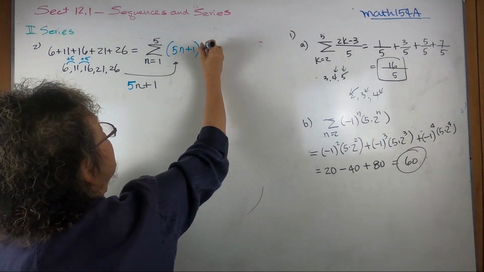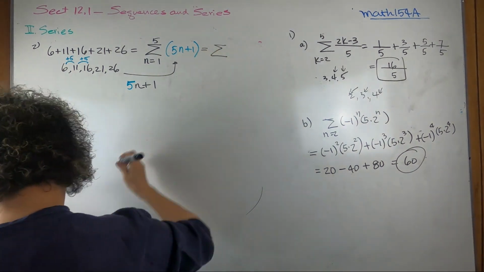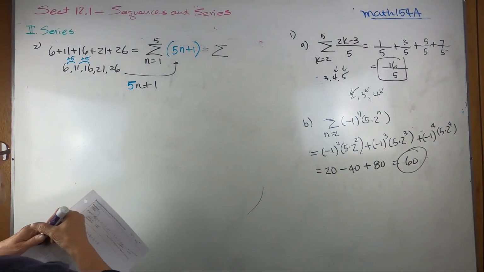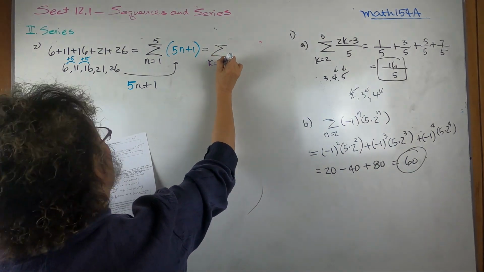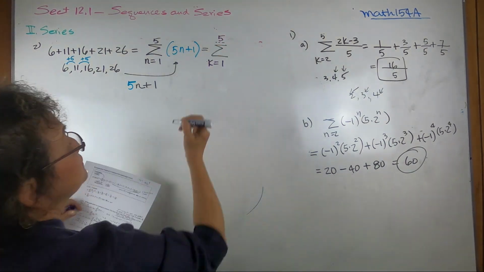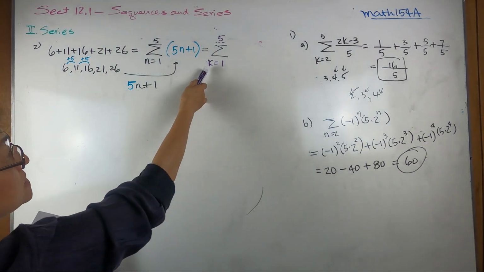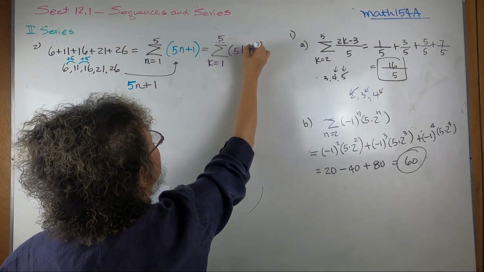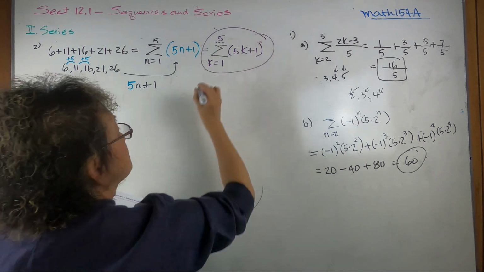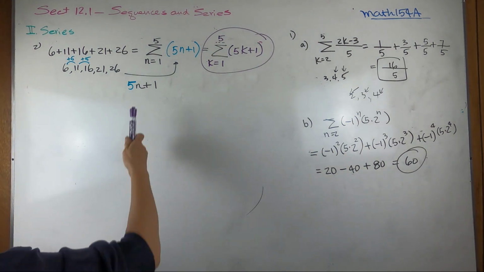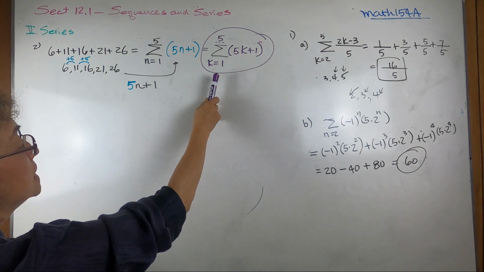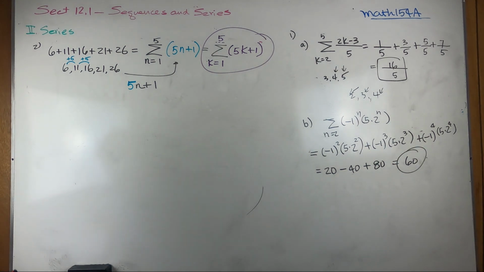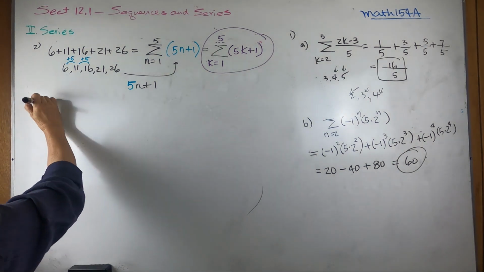However, on your paper, we wrote this one. E equals, this way, k is 1 to which number? So you put a 5 there, right? But since we used the index k instead of n, so your answer should be what? 5k plus 1. Okay? You can write it this way or this way. Either way is fine. But if I give you the k, then you need to use k. Right?